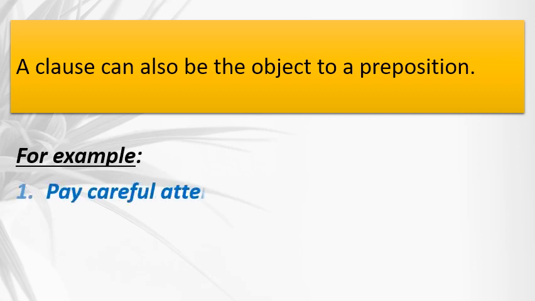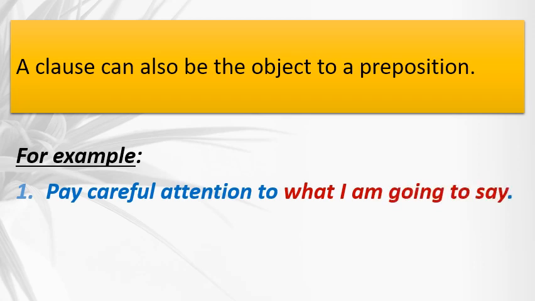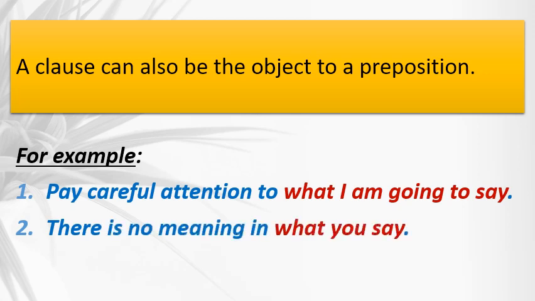Number 1. Pay careful attention to what I am going to say. So as you can see, what I am going to say is a clause of the sentence and it is an object to the preposition to. Number 2. There is no meaning in what you say. So here what you say is a clause which is an object to the preposition in.